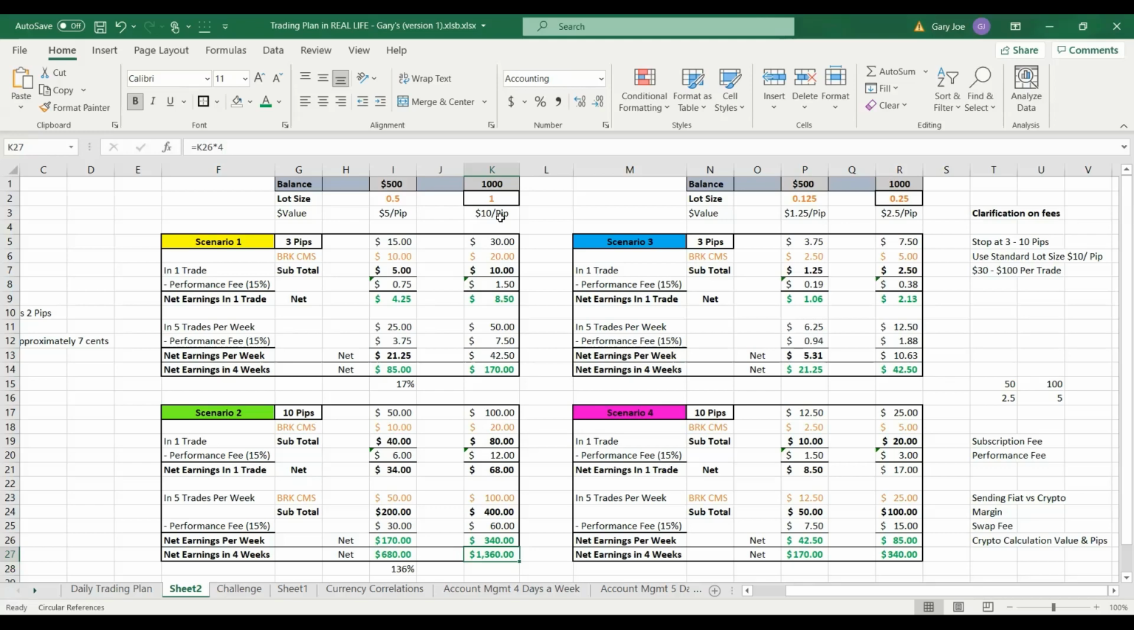Rarely does it trade at $2.50 a pip. Sometimes it might trade at $5 a pip, but generally, it trades at $10 a pip. So given that's the case, the person with $500 in their account will be trading at $5 a pip. So these will be the numbers, and hopefully that helps clarify what we're doing here.